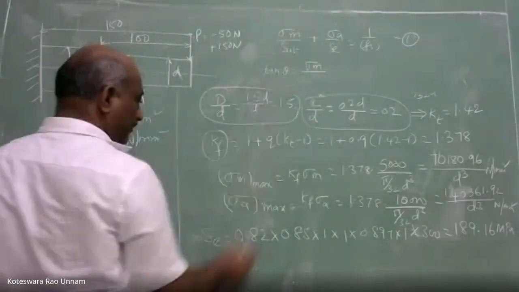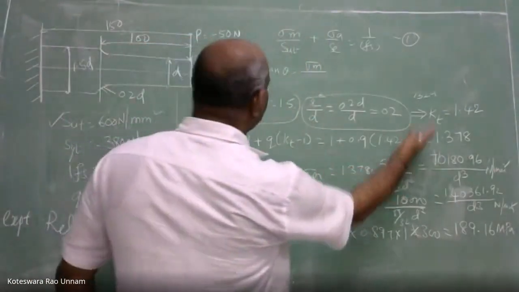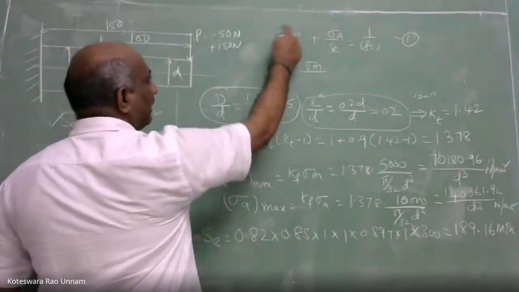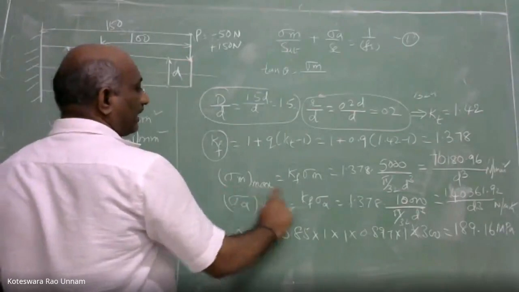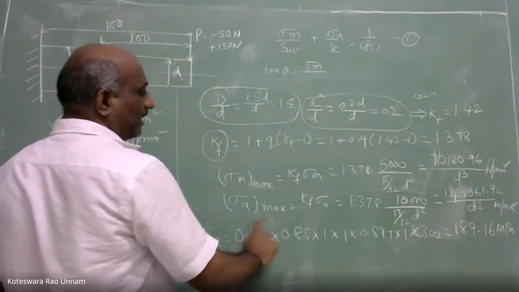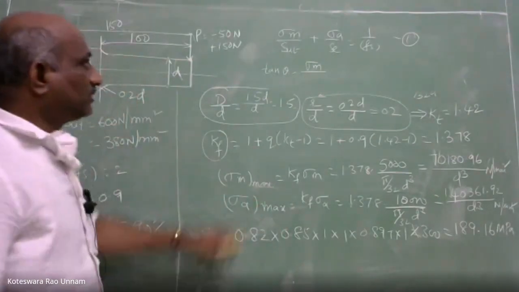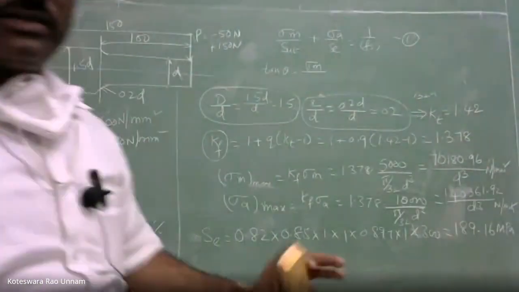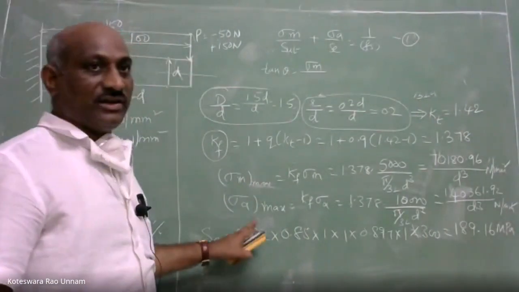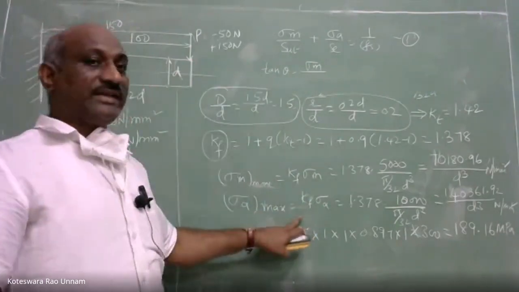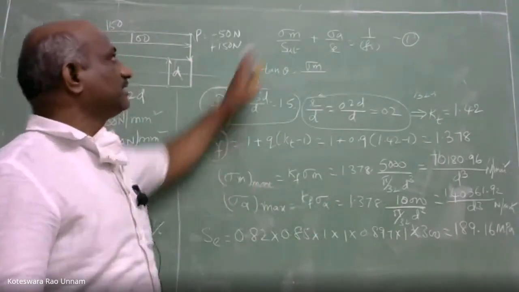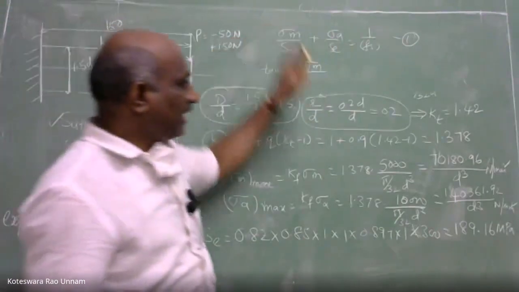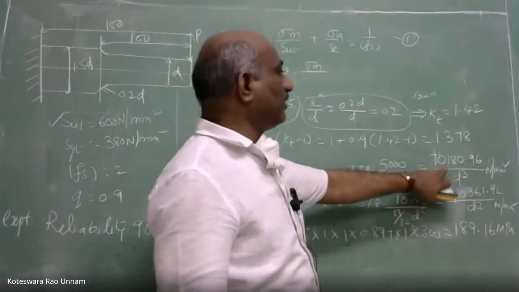Tan theta is nothing but sigma m by sigma A. Don't think that sigma m means you have to take the value you calculated earlier. You have to consider sigma m max and sigma A max. After applying the fatigue stress concentration factor, only then will you consider that one as mean stress and that one as amplitude stress.